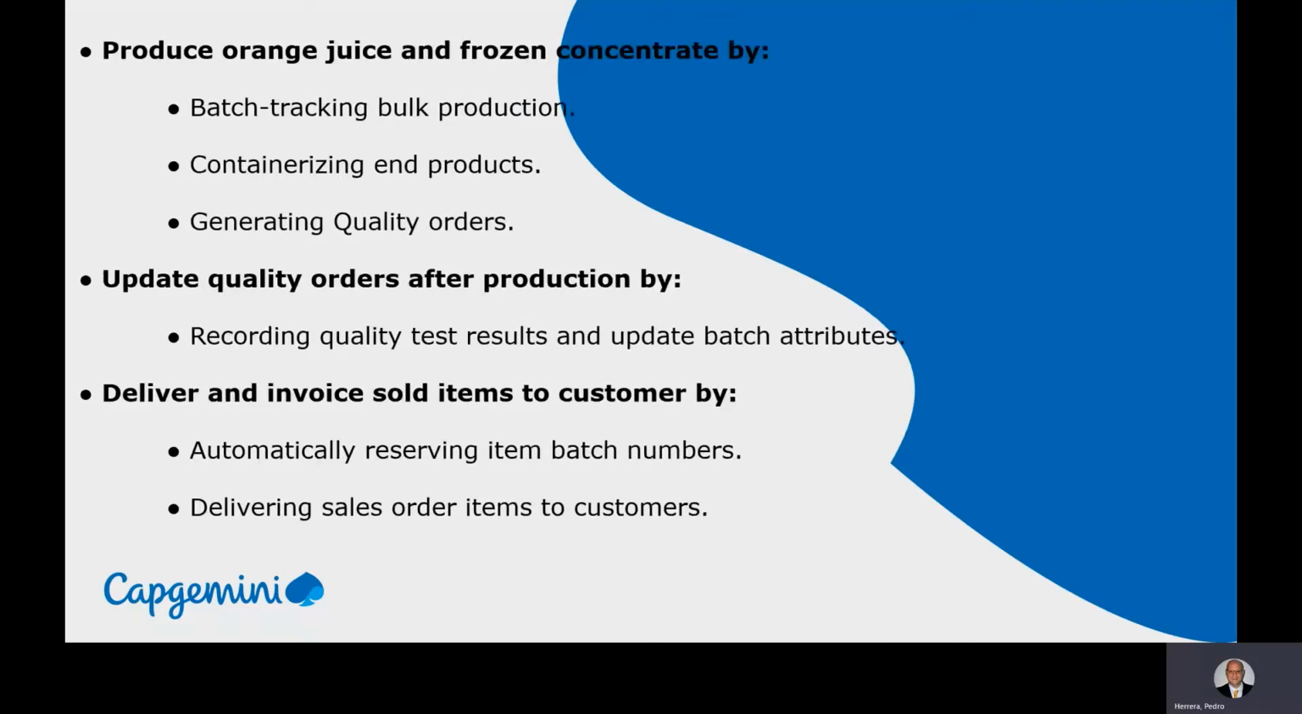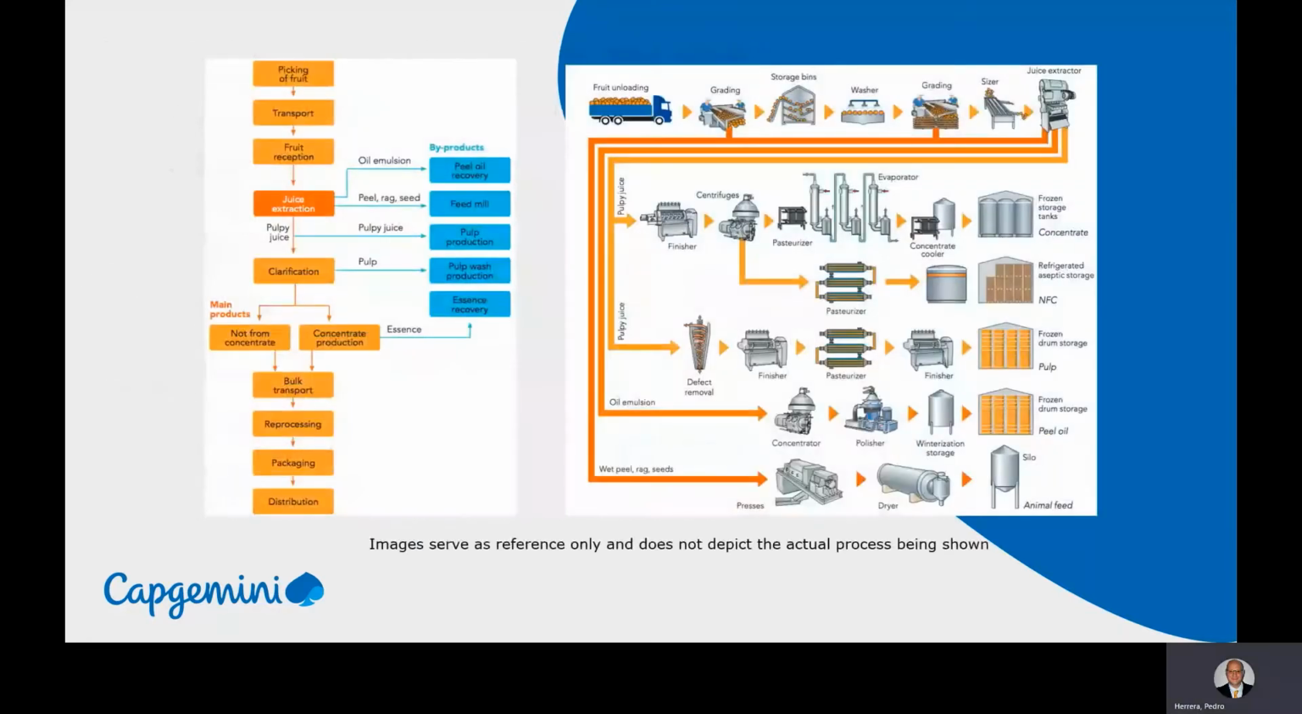Produce orange juice and frozen concentrate by batch tracking bulk production, containerizing end products, generating quality orders. Update quality orders after production by recording quality test results and updating batch attributes. Deliver and invoice sold items to customer by automatically reserving item batch numbers, delivering sales order items to customers. The following images serve as reference only and do not depict the actual process being shown.